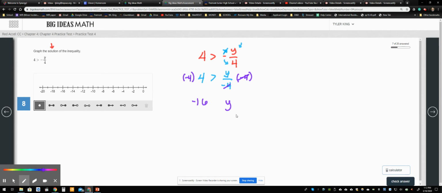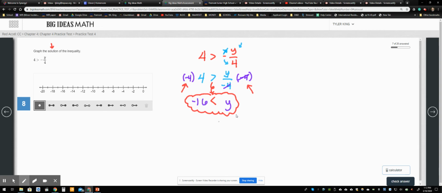Now again, we're using that same rule: if we are multiplying or dividing both sides of the inequality by a negative number, we multiplied over here by negative 4 and over here by negative 4, on both sides of the inequality, we have to take our sign and make it change direction. So it goes from being greater than to being less than. Then we have our answer of negative 16 is less than y. That means y has got to be bigger than negative 16.